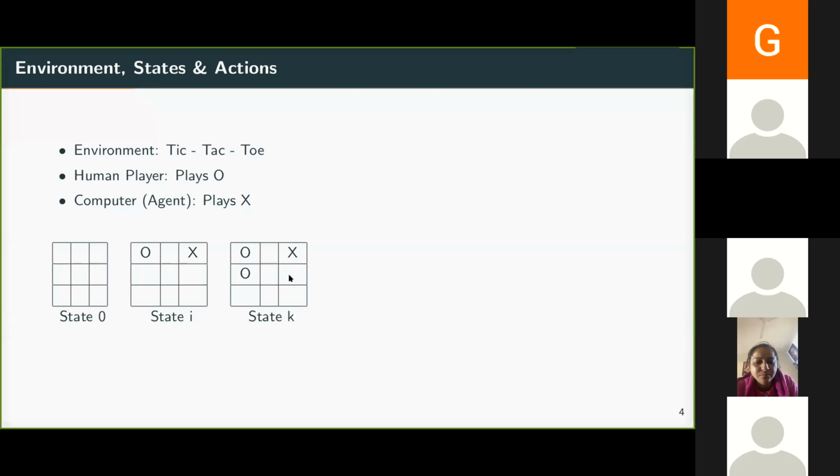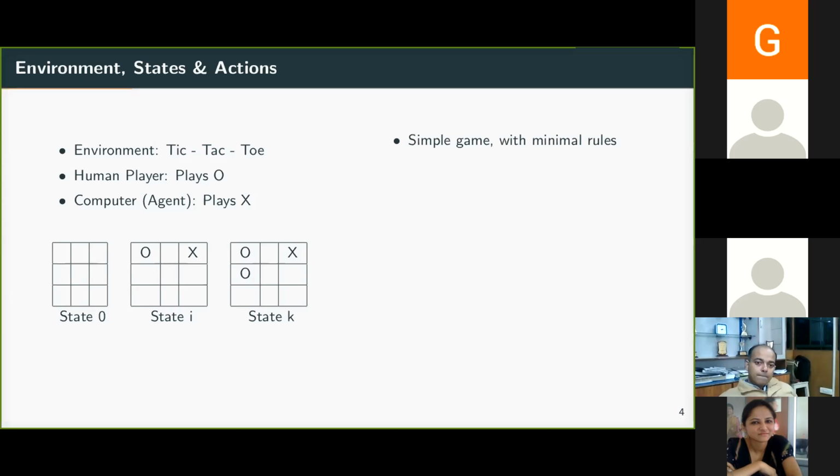So why do we need states? States are basically identifiers for the board configuration so that the computer program will learn to take suitable action. Very simply put, state is like an ID for the configuration of the board. If the 0 is here and X is here, you have one number to identify. And if the 0 is here and the X is somewhere else, you have a different number to identify. That is all what a state is about. Now, what are actions?